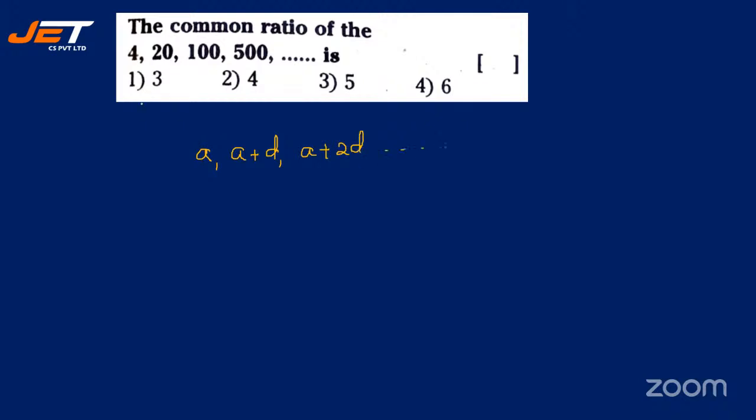Right? So here, if the common difference between the first term and the second term is the same, then you can check whether it is AP or GP. So T2 minus T1: 20 minus 4, which is 16. T3 minus T2: 100 minus 20, which is 80. So this is not AP. Then you should find out whether it is GP.